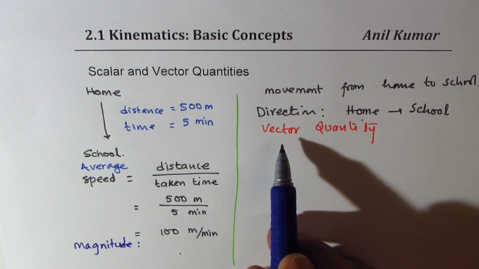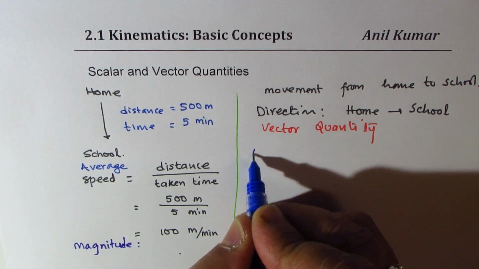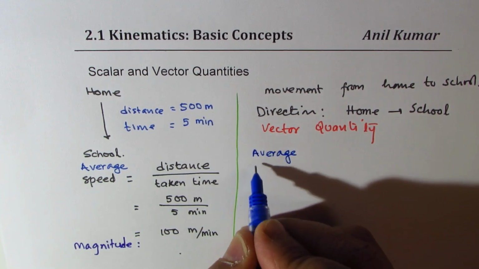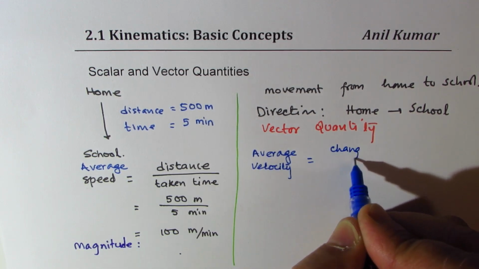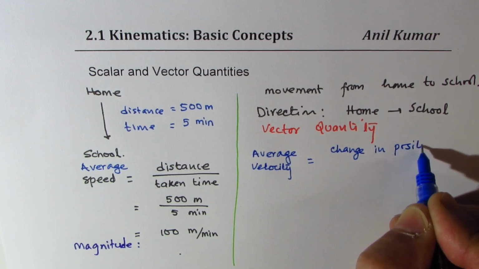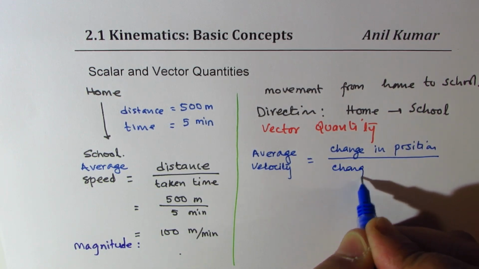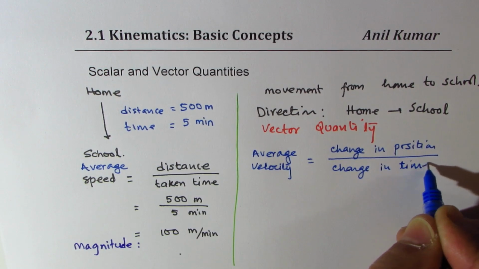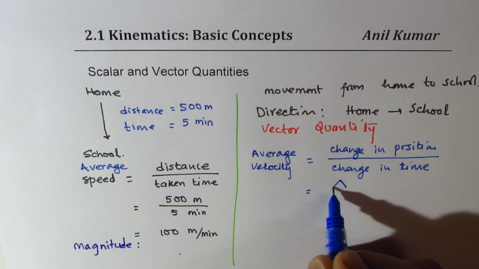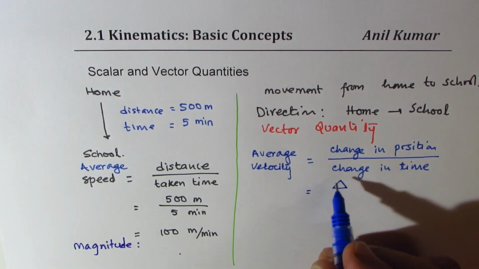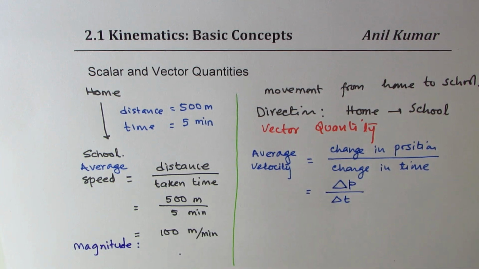Now here we'll talk about direction also, and then we can actually rewrite all this and say the average speed, instead of average speed we'll say average velocity now, is equal to change in position, which is from home to school, right? Over change in time. So this change we'll write mathematically as delta with a triangle, right? So let's say change in position is delta p over change in time, which is delta t.